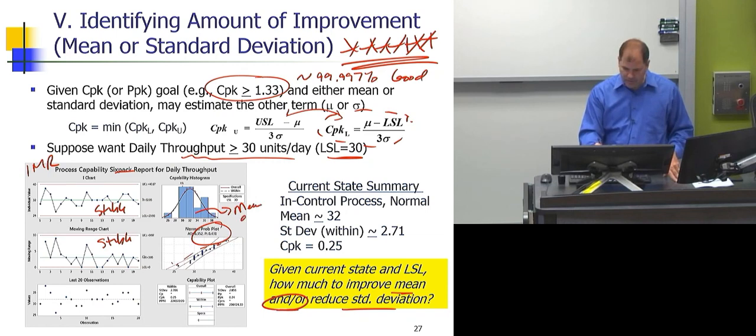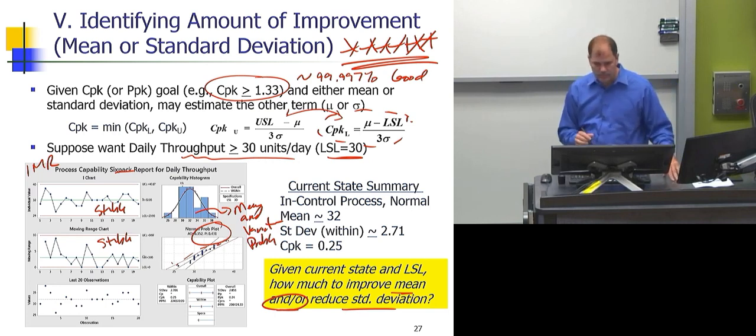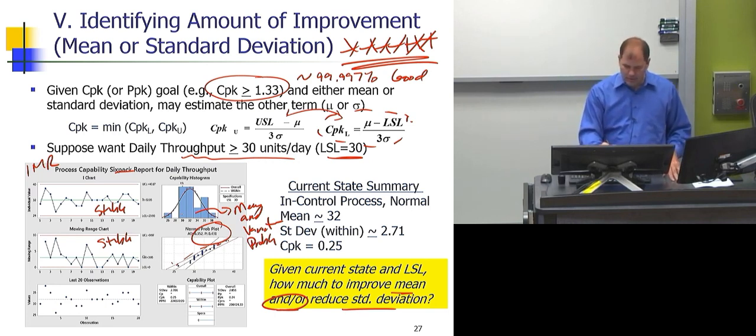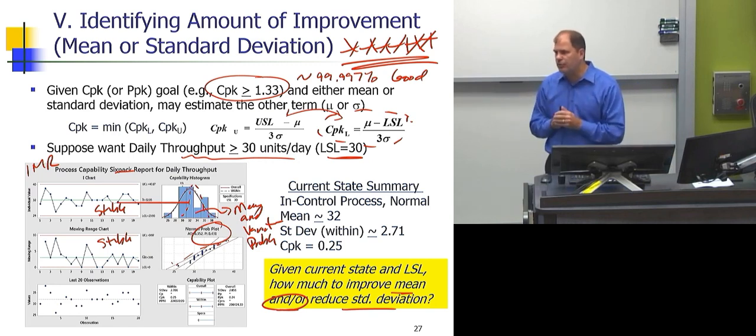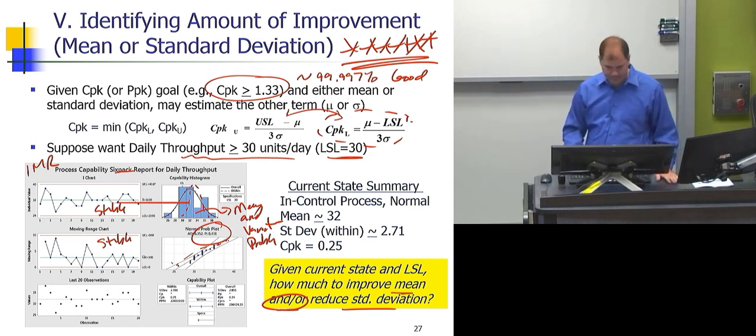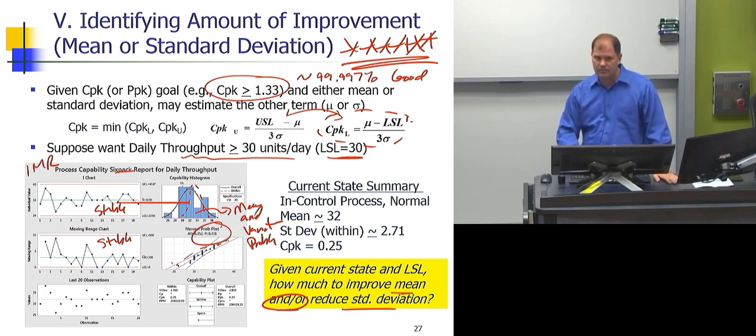This appears to be a mean and variation problem. I need to both shift the mean and reduce the variation likely. Questions?